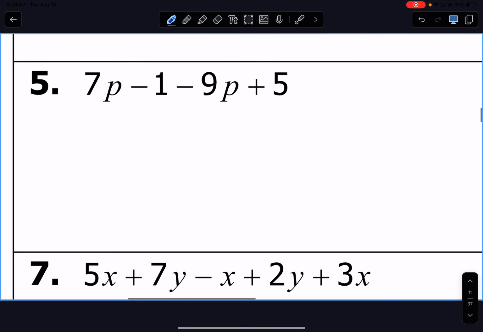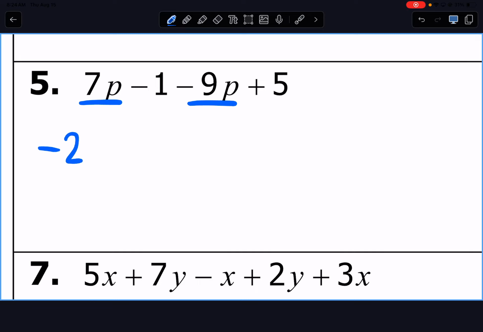For this one, what did y'all say? Did 7 and 9? Yep. When I combine those, what do I get? We have positive 7 and negative 9. I didn't know that was negative. So we have a negative 2p. Okay, does negative 1 have any like terms? Yes. What happens when you combine those? There we go.